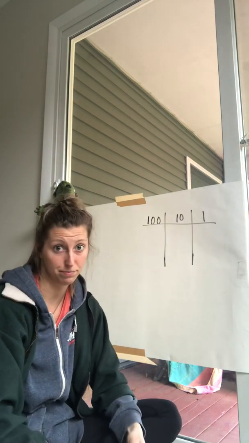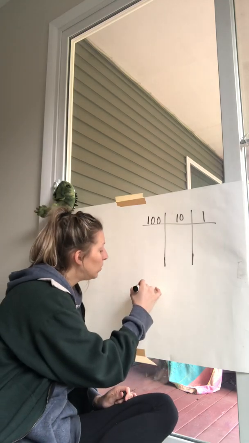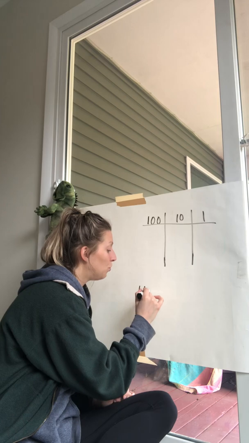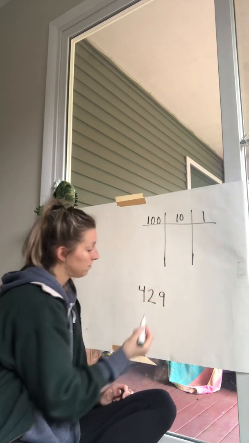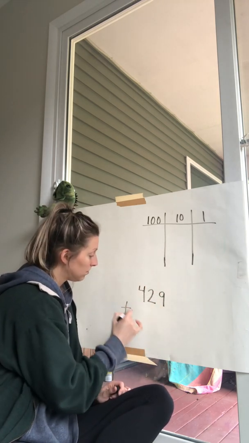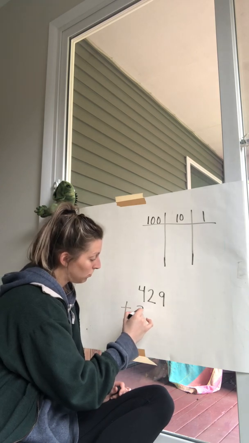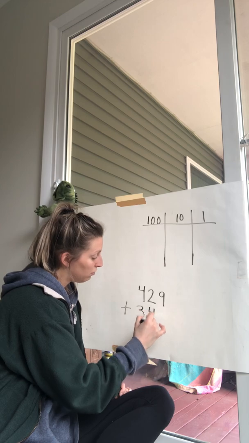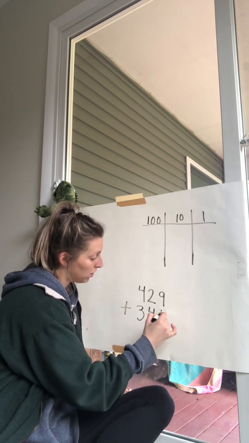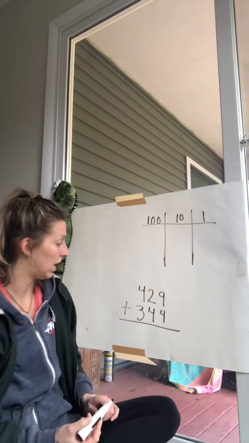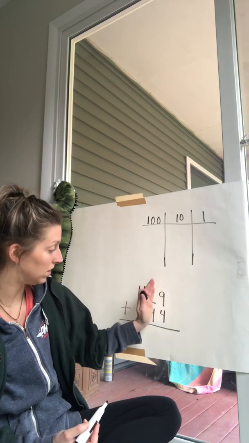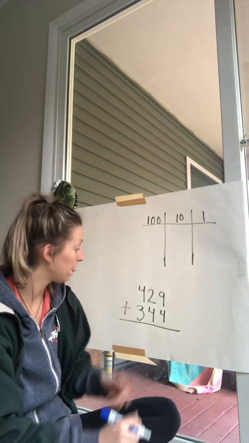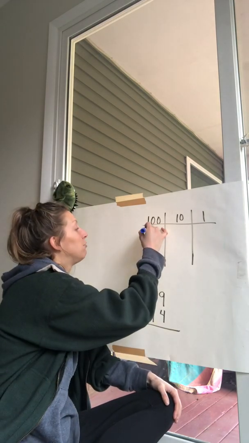Okay, so here is the problem. We have, you ready for it? We have 400, okay, and 29 plus 344. Okay, making sure you're lining the ones up, the tens, and the hundreds. Okay, so we start with the first number. How many hundreds does that have in it?